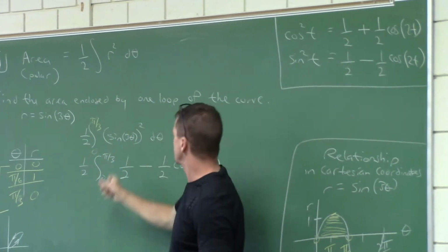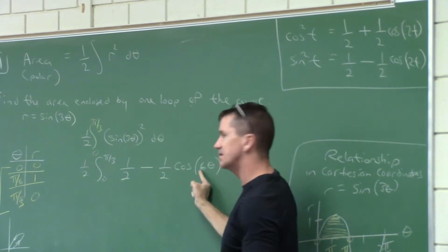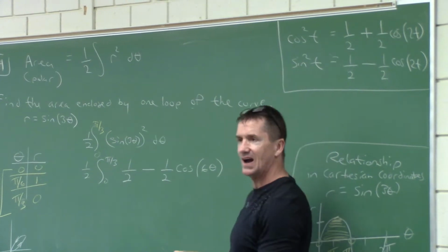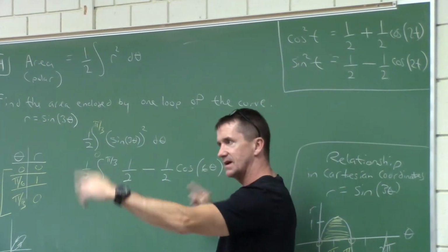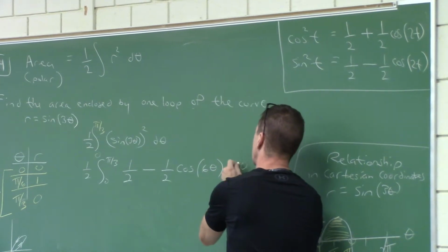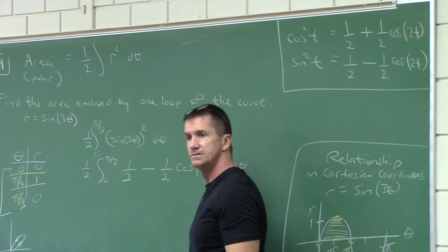Just so you're comfortable with this, what if that was 4 theta? You would have put what there? 8 theta. You got it. And what if that said 5 theta? What would you put here? 10 theta. You got it. Let me put my d theta down. I don't think you're going to have any trouble with this.